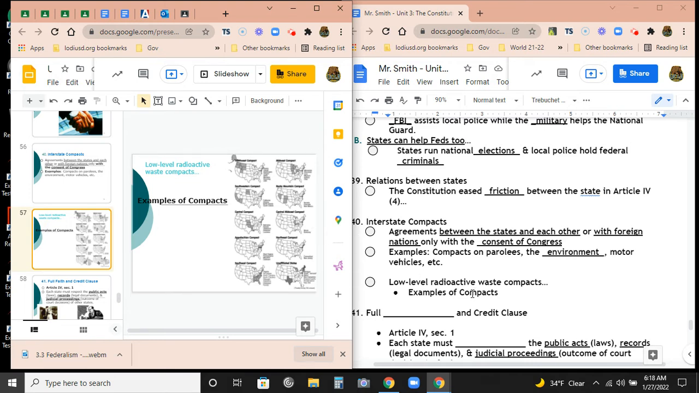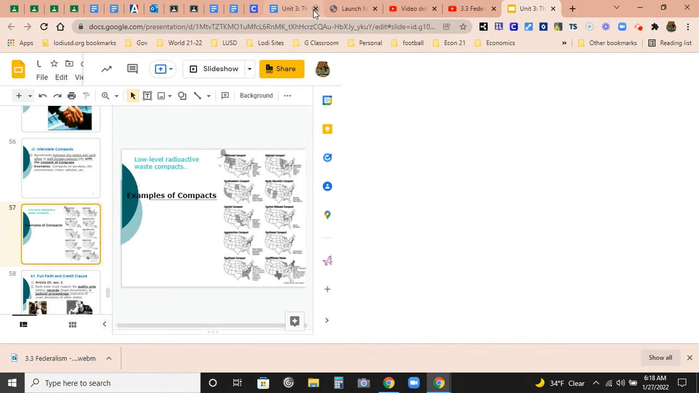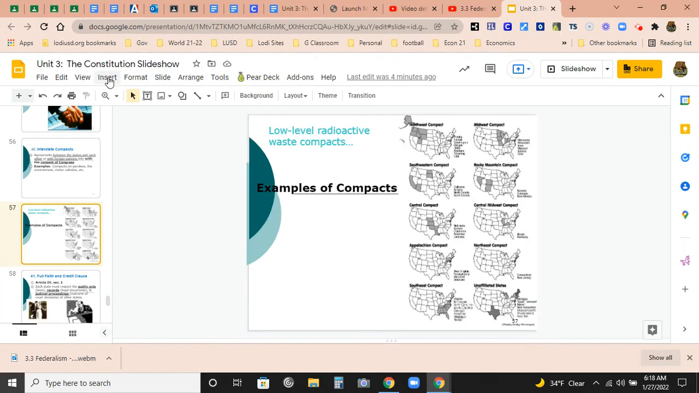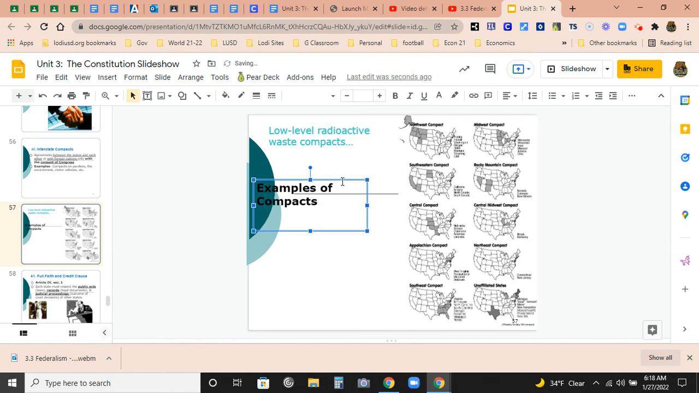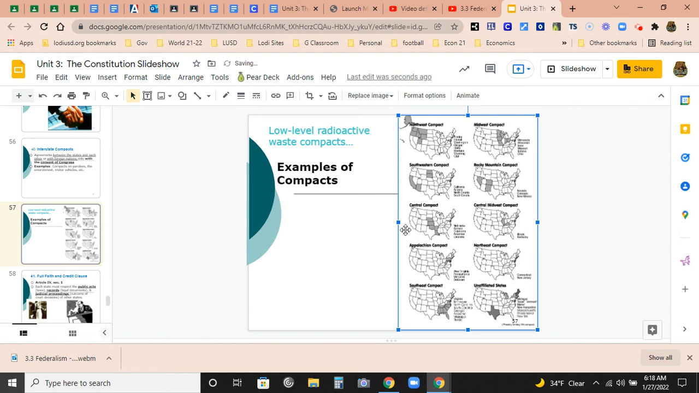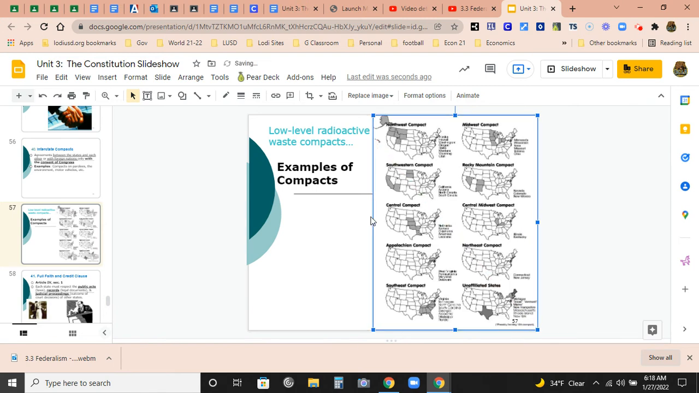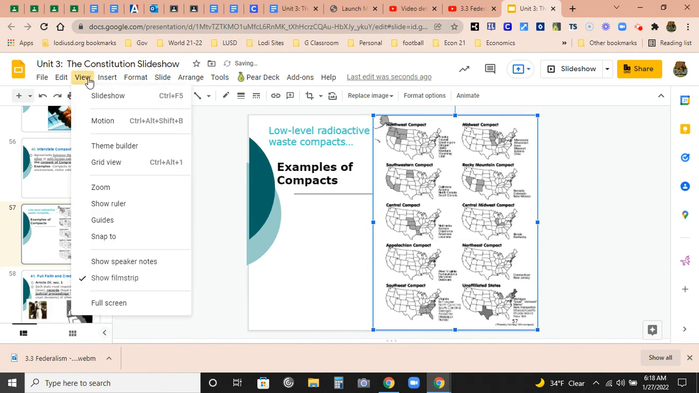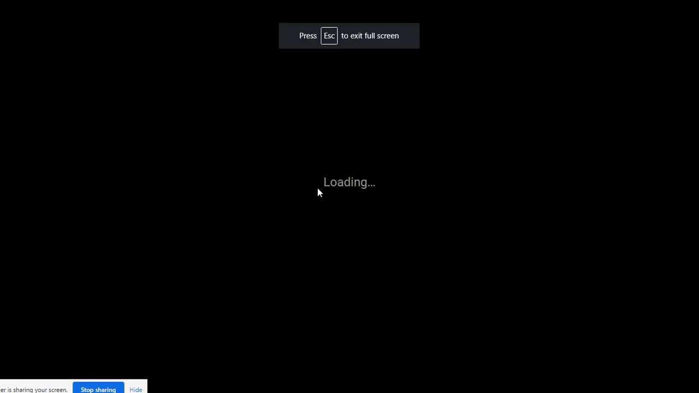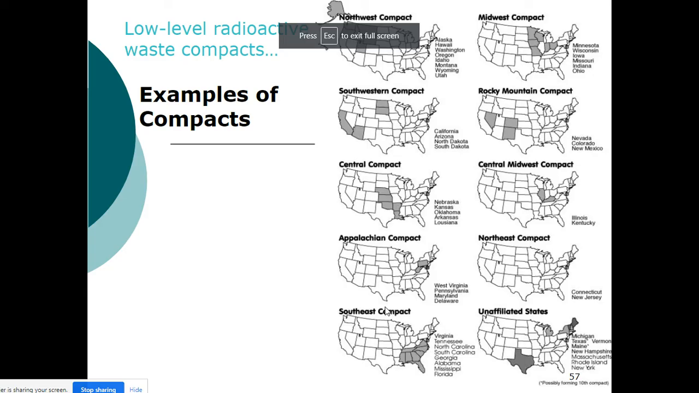Low level radioactive waste compacts. Basically, the Fed is the one putting nuclear energy into our system, so they've got to figure out what to do with it. I'm going to try to move this a little just so I can make this one a smidge bigger. And then we can take a closer look at it. Let's see if a closer look gives us any better idea of what they're talking about.